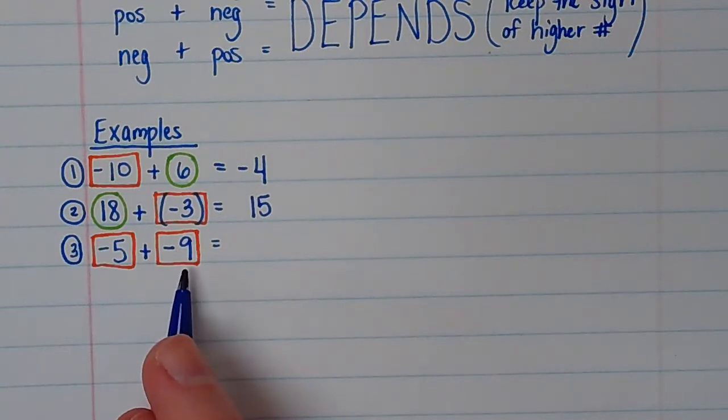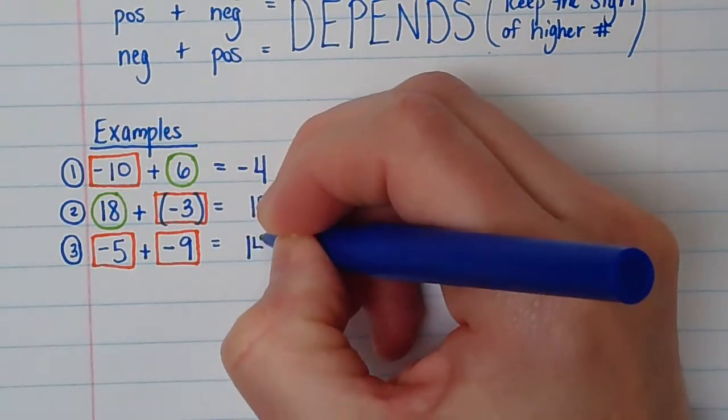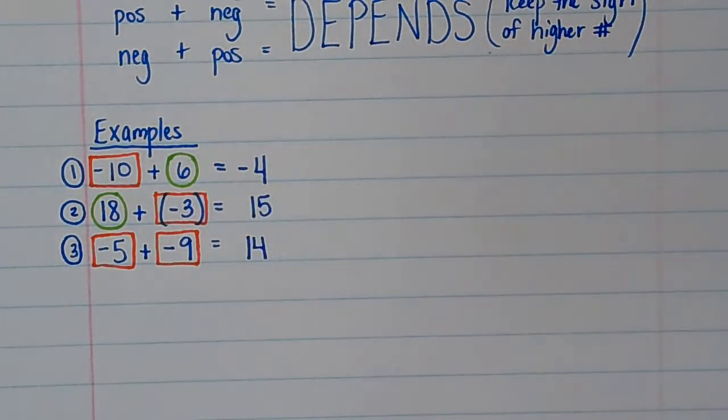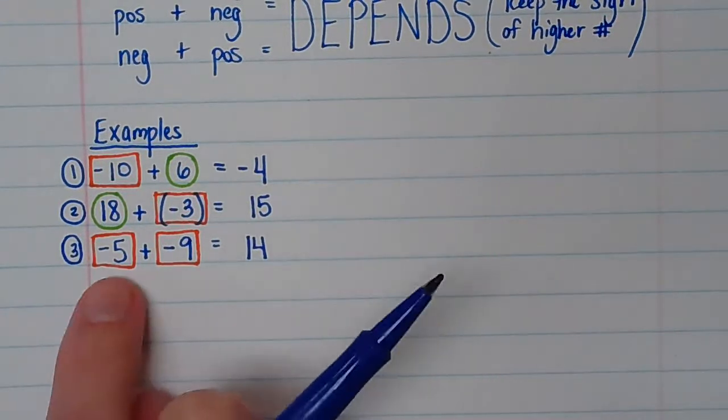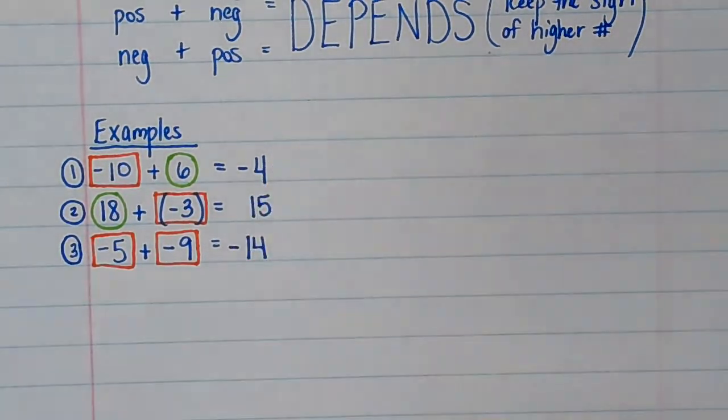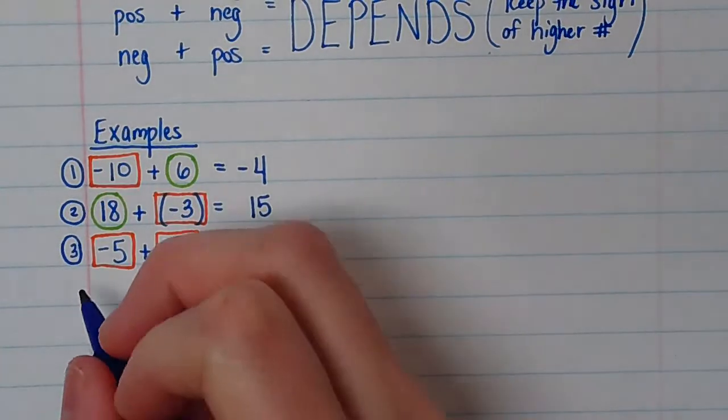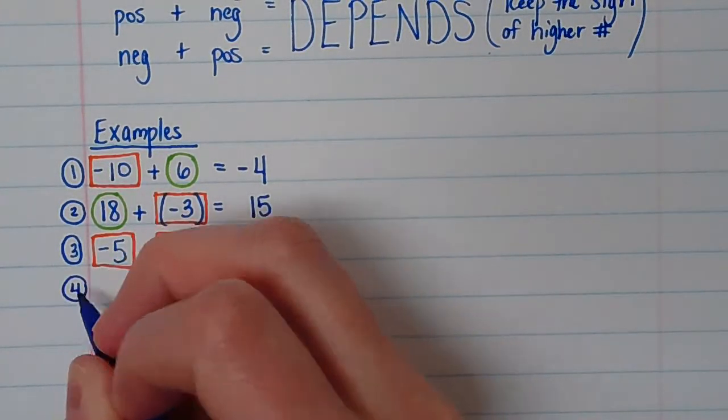So 5 plus 9 is 14. And then it says and keep. So you're keeping the sign. If both of these are negative, then your answer also has to be negative. Okay?